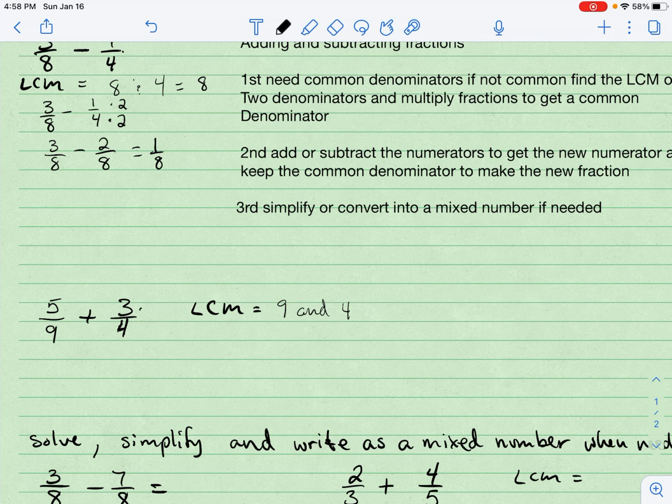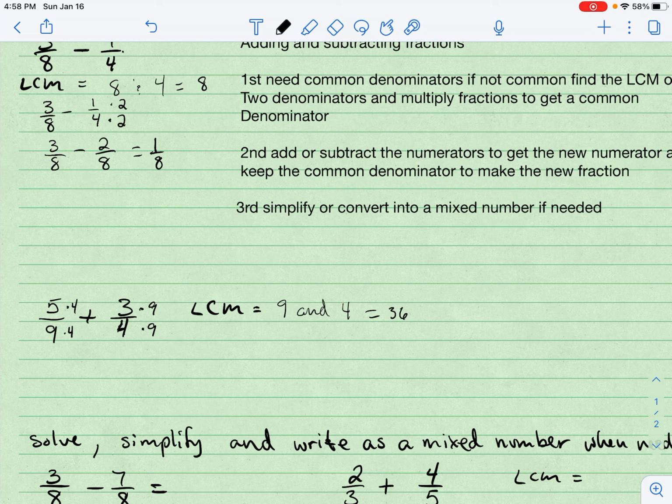Okay, likewise, 5/9 plus 3/4. So that was already up top. We know that that is 36. So we know that 9 times 4. So we're going to multiply both top and bottom by 4. And we know 4 times 9. So on this one, we're going to multiply both by 9. Gives us a common denominator and keeps them equivalent fractions.